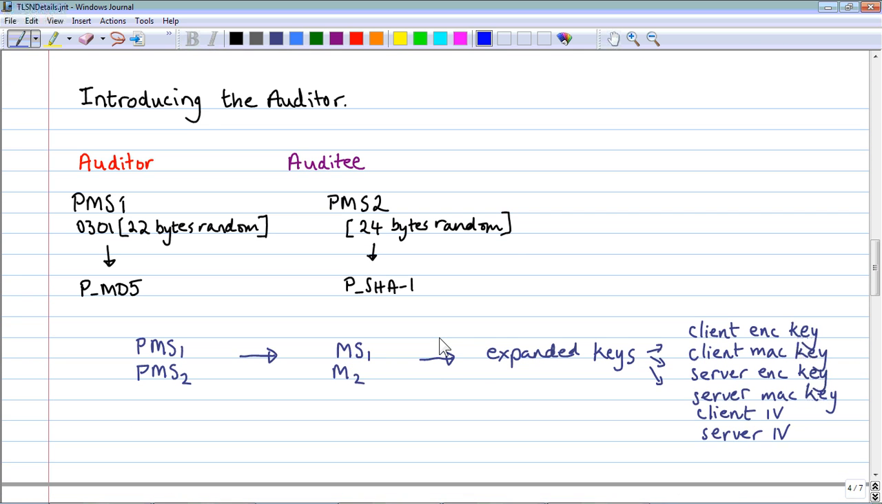So this is just another much simpler view of the same thing. The auditor starts with his first half of the pre-master secret, 24 bytes, and the auditee also 24 bytes.